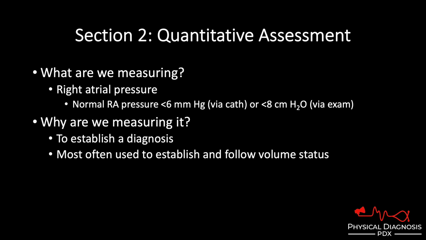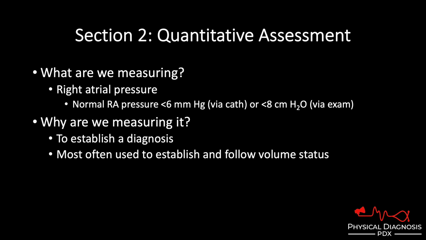We should begin by asking the question, what are we measuring? We are measuring right atrial pressure. In order to interpret the significance of the JVP, one must be familiar with normal right atrial pressure. When measured in millimeters of mercury, normal right atrial pressure is less than 6. When measured in centimeters of water, normal is less than 8.